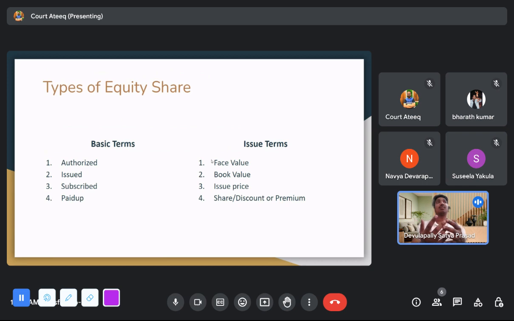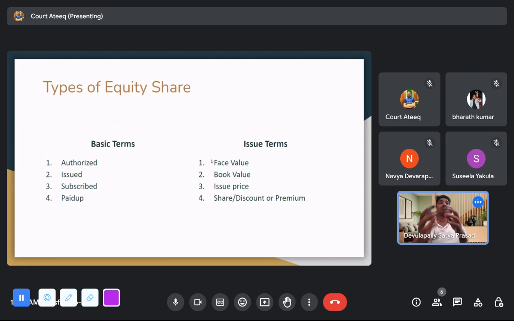Now the company has offered 50 cr to the public by issuing them shares. Now the public has only bought 40 crores worth of shares. Then the subscribed capital is 40 crores, and the other 10 crores is called unsubscribed capital, and the last one is paid up capital.